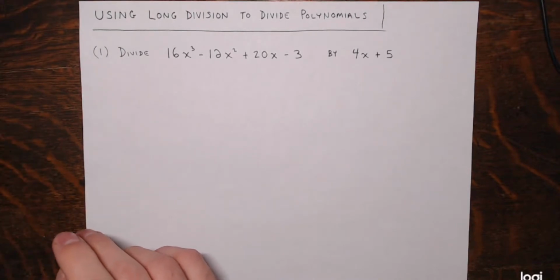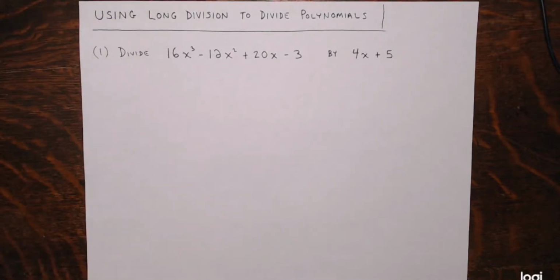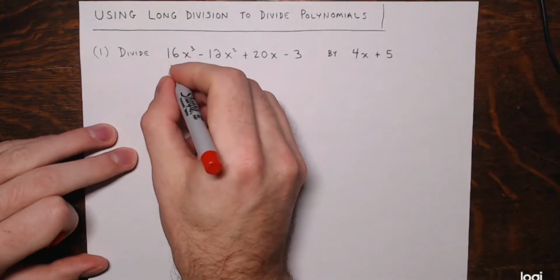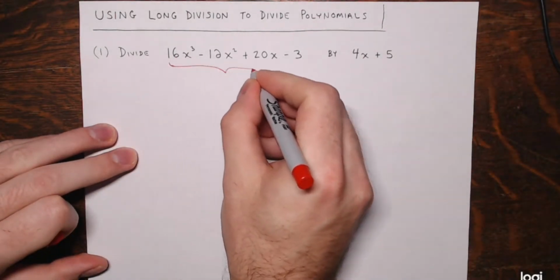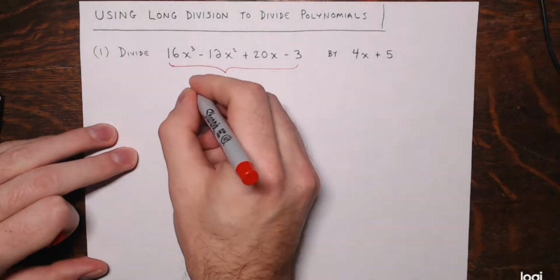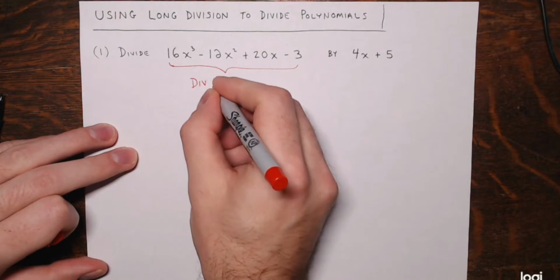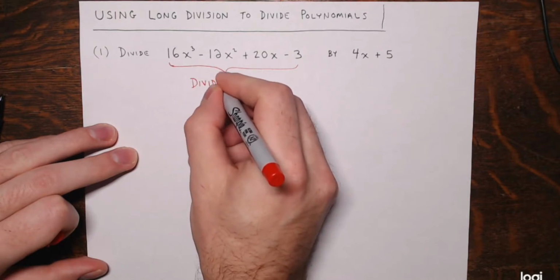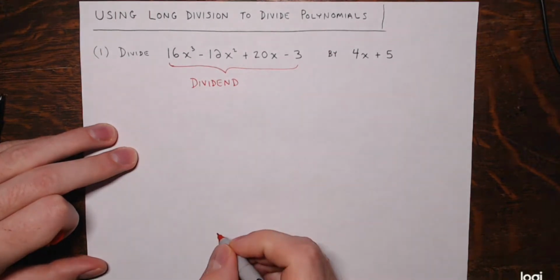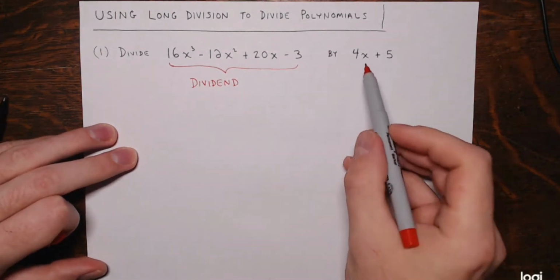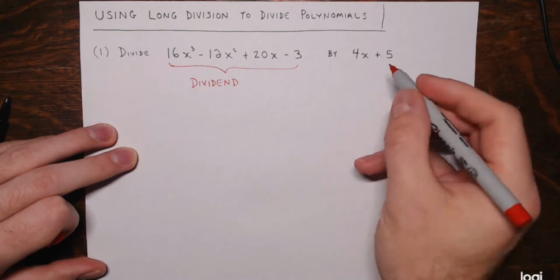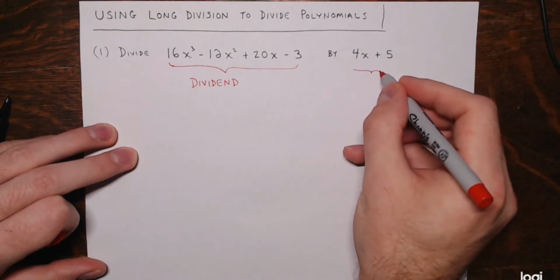Now the polynomial that you're dividing into, so this degree 3 polynomial here, is called the dividend. The polynomial that you're dividing by is called the divisor.